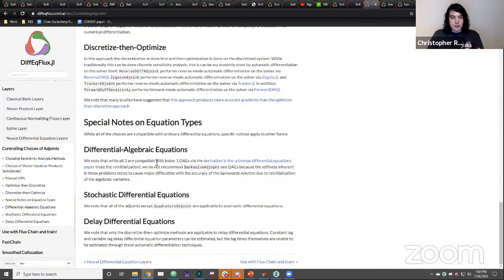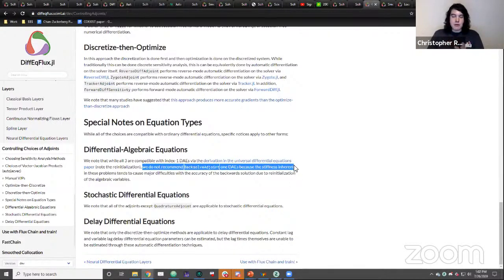Now, just as a note, all three of these adjoints are compatible with DAEs, except we do not recommend you ever use BacksolveAdjoint with DAEs. It generally has an inherent stiffness that will cause the reversibility to never work out.